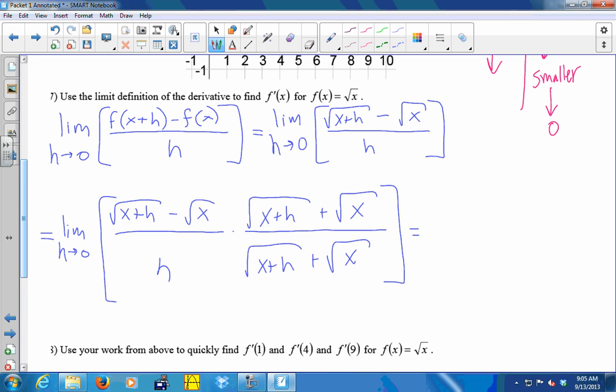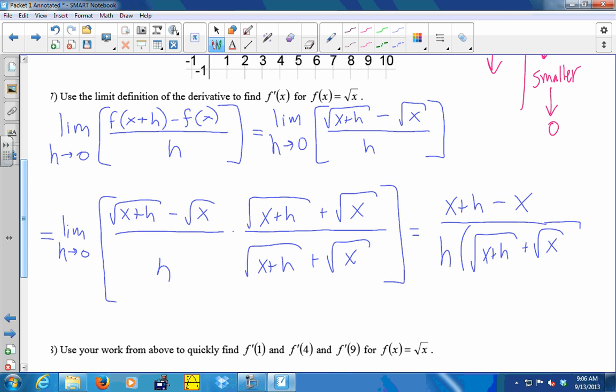So now when I do my FOILing on my numerator, my firsts give me an x plus h. My outer and my inner cancel. They're the same, but one's positive and one's negative. And then my lasts, I have a negative times a positive, which is a negative. Square root x times square root x is x. Over h times square root x plus h plus square root x.